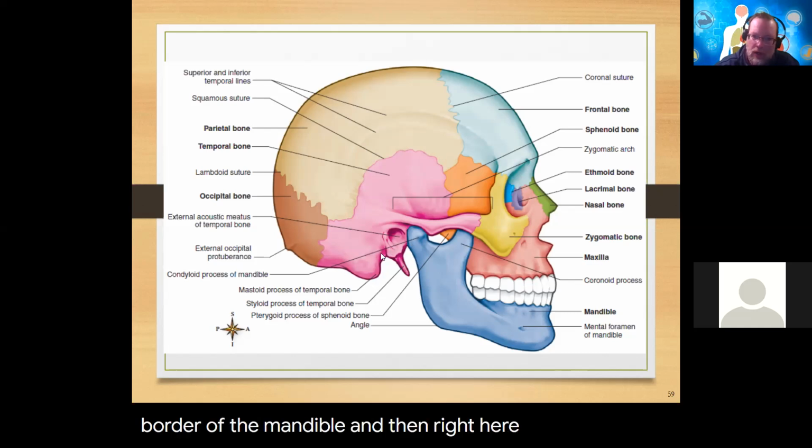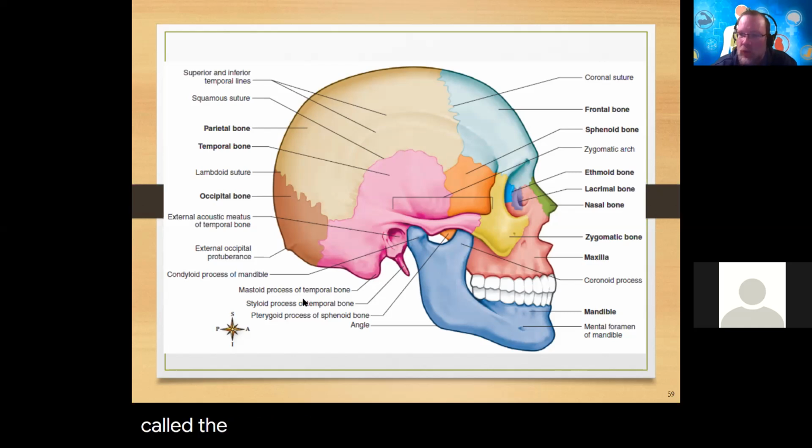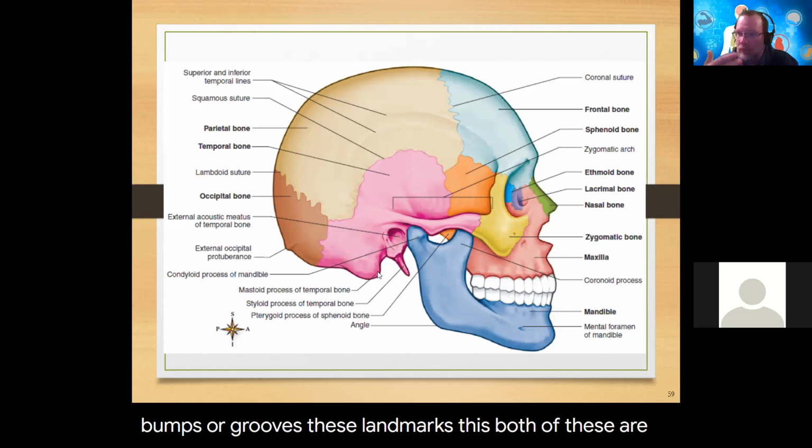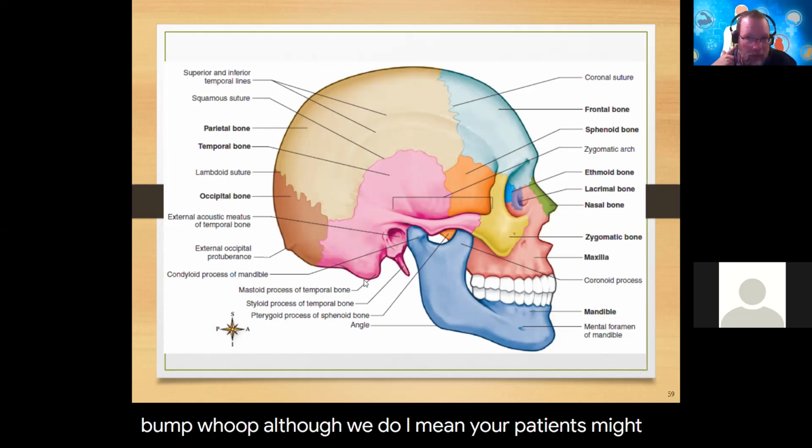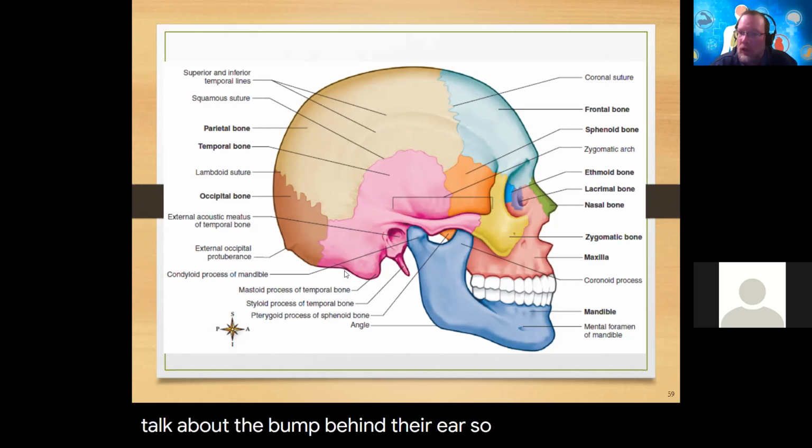And then right here is going to be that bump that's behind your earlobe. So behind your earlobe, there's a hard bump. That's called the mastoid process. Some of you maybe heard of that. Some of you or your children or folks you know have had what's called mastoiditis. The mastoid process, being a process, remember, most of these landmarks are bumps or grooves. Both of these are bumps, so they call them processes. They don't call it the mastoid bump, although we do. Your patients might talk about the bump behind their ear, so that's what they're talking about.